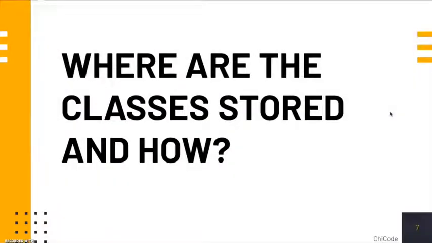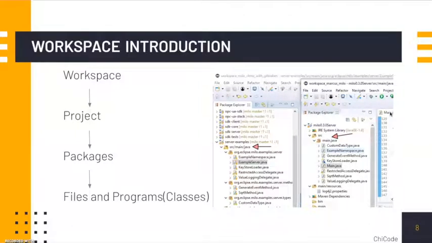Now, you've heard me say classes and you've heard me talk about objects. Where are these classes and objects stored and how are they stored? Now, I want to give you a workspace introduction. This is on your Eclipse IDE, your whole layout of all the code and the different organization methods there are. So first of all, your entire workspace is called WORKSPACE.